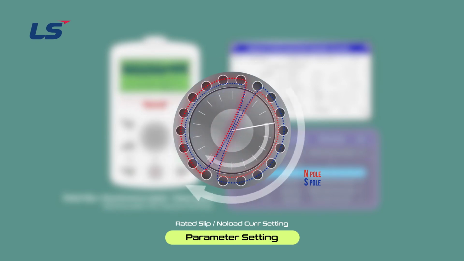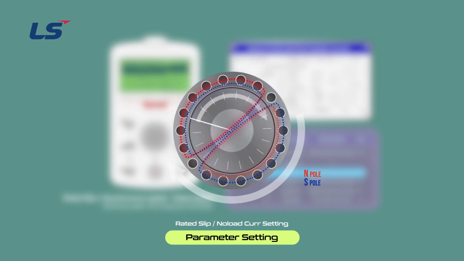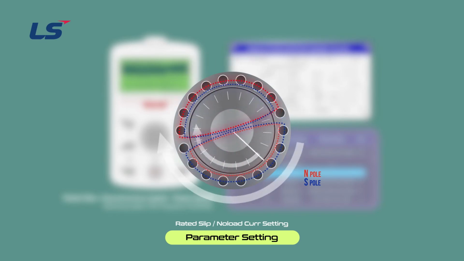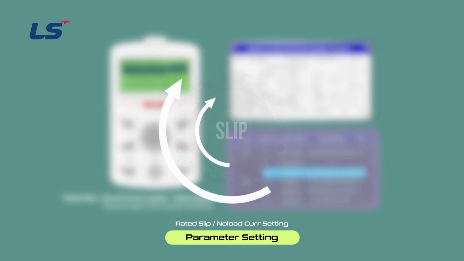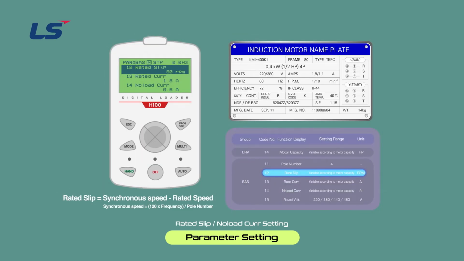In this case, the rotor rotates at a speed lower than the rotor magnetic field by the resistance of the load. This difference in speed is called slip. The slip is not marked on the motor nameplate, so calculate the difference and enter it.